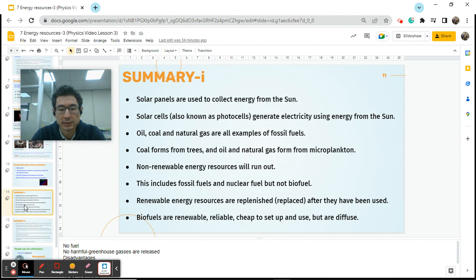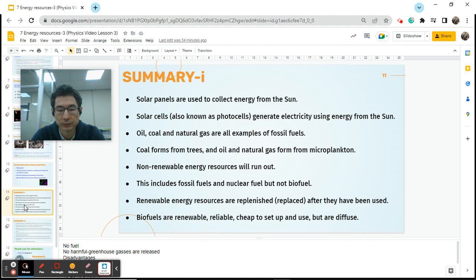Oil, coal, and natural gas are all examples of fossil fuel. Coal forms from trees, oil and natural gas from microplankton. Coal took maybe 250, 300 million years. Oil and natural gas took about 100 million. So non-renewable energy resources will run out. That's why we need to transition. We should transition to renewable energy resources.